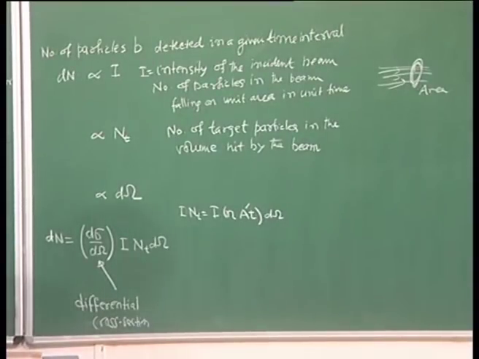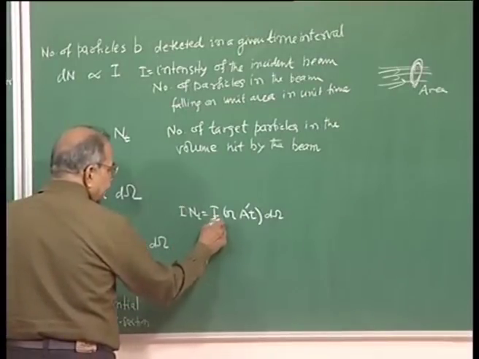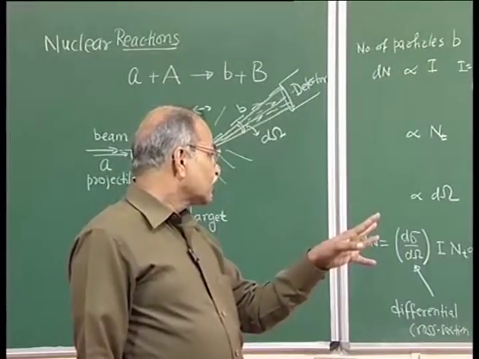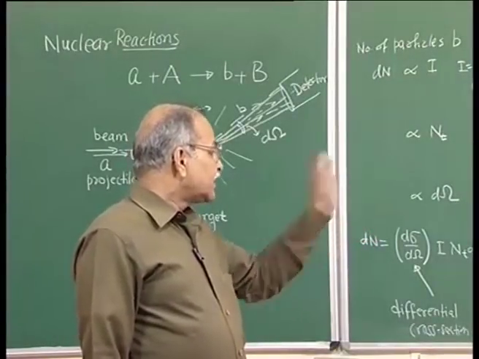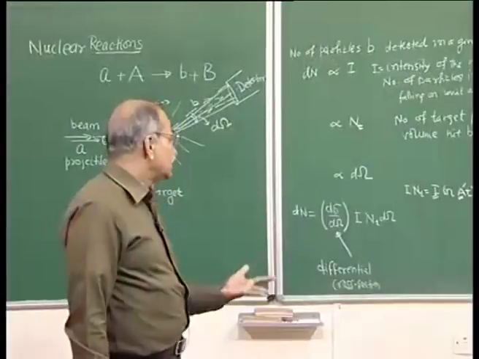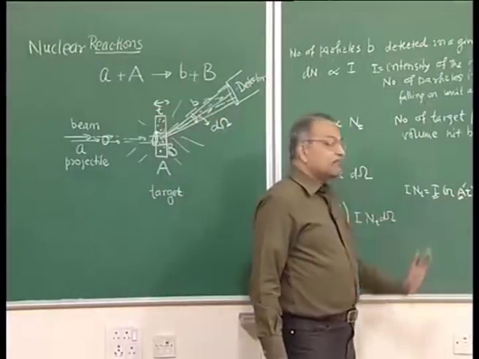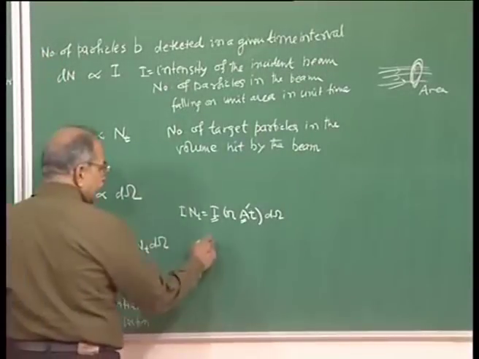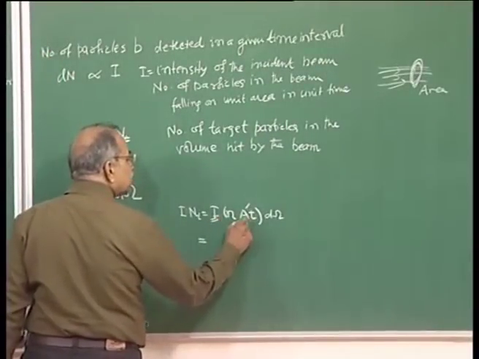Now, if you combine this I and this A prime, what is that? I is the number of particles per unit area per unit time, and A prime is the area. So this becomes the number of incident particles per unit time, this I and A prime. All of this is per unit time. So you can write this as the number of incident particles.